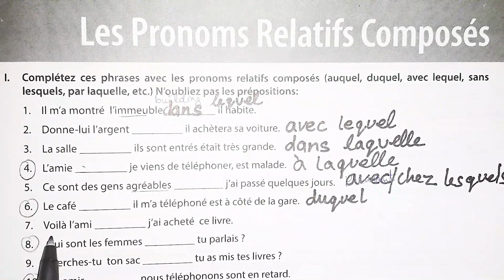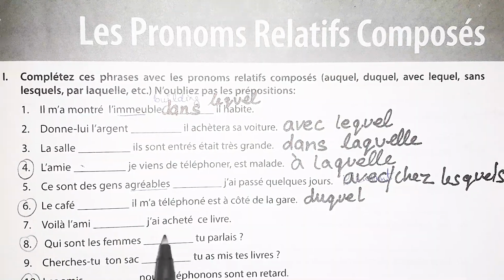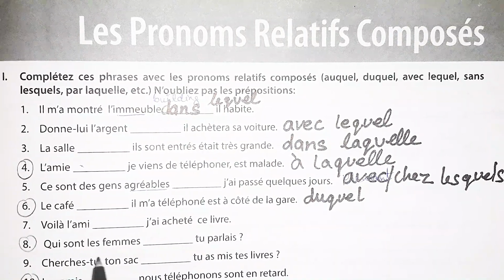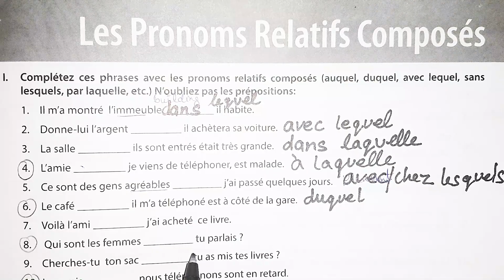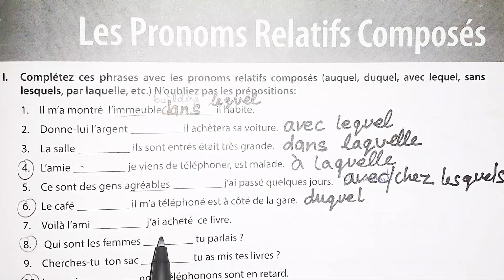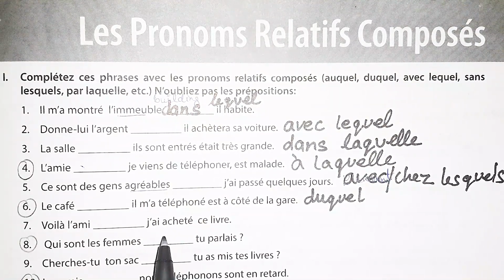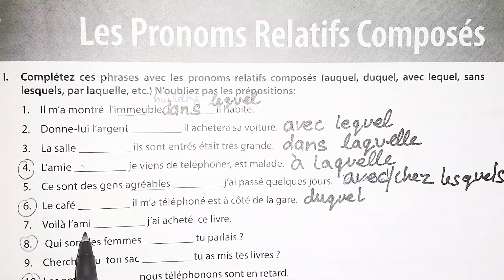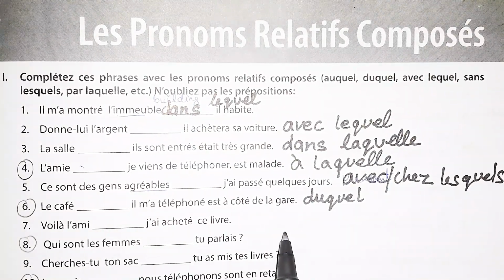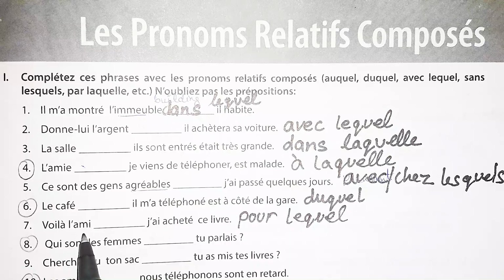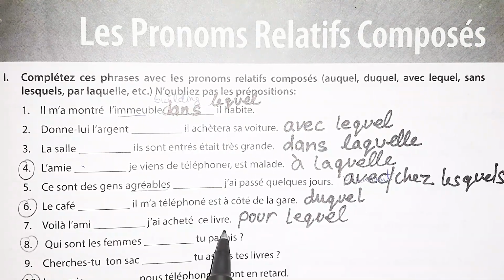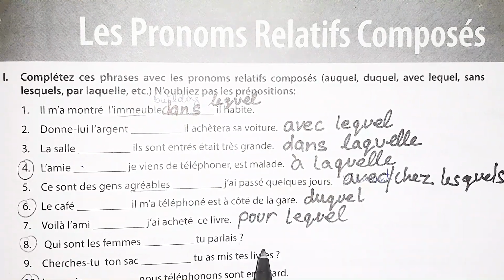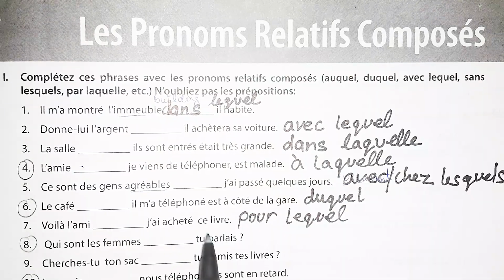Now the next one is voilà l'ami dash j'ai acheté ce livre. This is the friend for whom I bought this book. For saying for, I need pour preposition, and because ami is masculine, I'll use a masculine case after pour. Voilà l'ami pour lequel j'ai acheté ce livre. That means this is the friend for whom I bought this book.